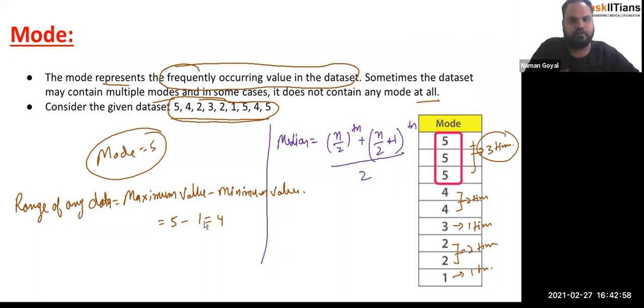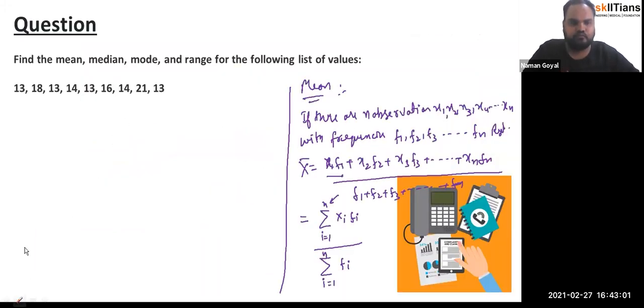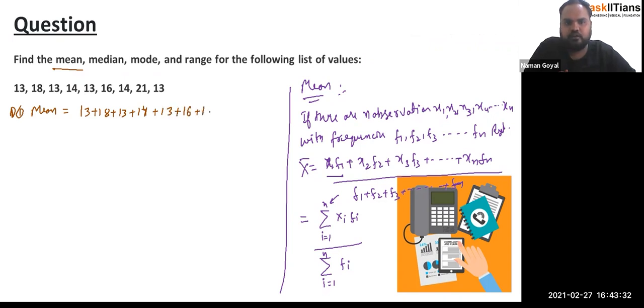Simple as that. Okay. Now we have the data. So first of all, I want to find out the mean. If I want to find out the mean of this data, so mean is what? As you know, we have to add them all. So 13 plus 18 plus 13 plus 14 plus 13 plus 16 plus 14 plus 21 and plus 13, right? Upon the number of terms. How many values are there? 1, 2, 3, 4, 5, 6, 7, 8, 9. So we have to divide this quantity by 9.